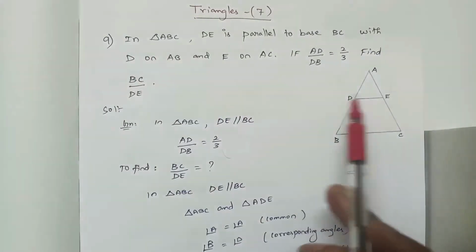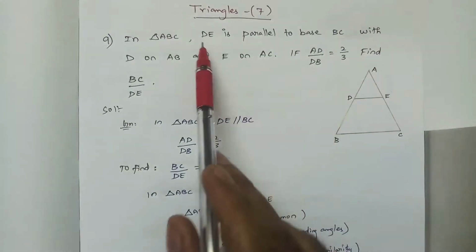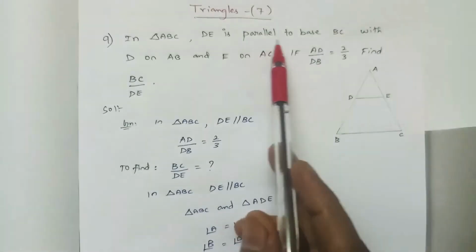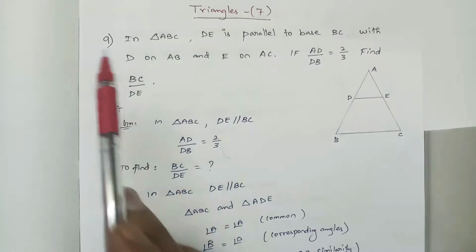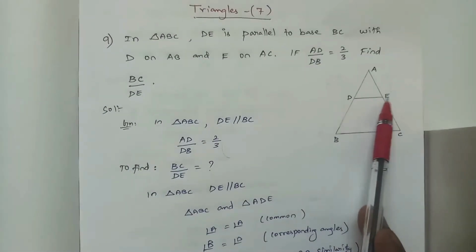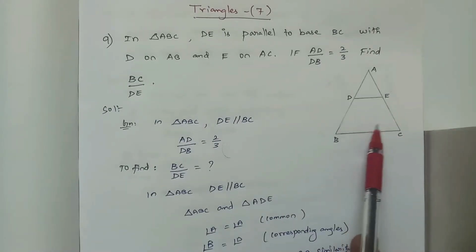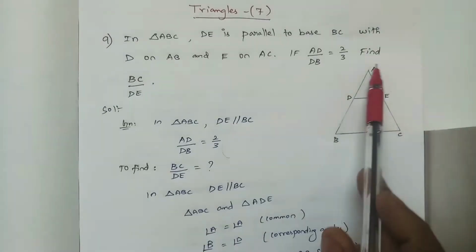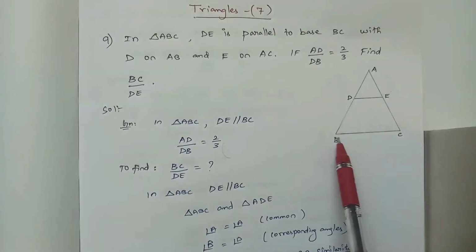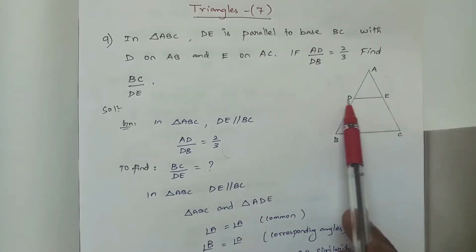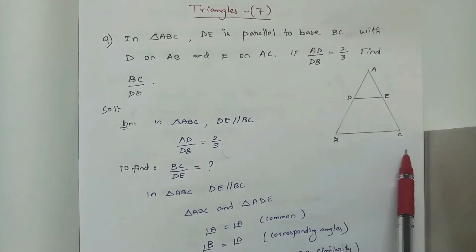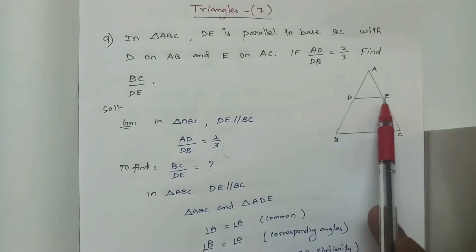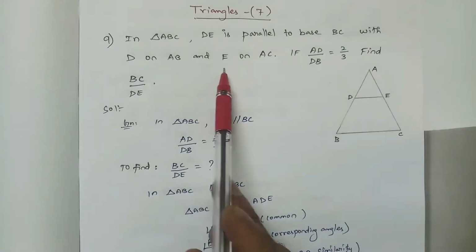Okay, sum number 9. In triangle ABC, DE is parallel to base BC with D on AB and E on AC. They didn't give the diagram, so from the question alone we want to draw the diagram. Draw triangle ABC, and for base BC, we want to draw DE parallel to BC, and D is lying on side AB and E is lying on side AC, right?